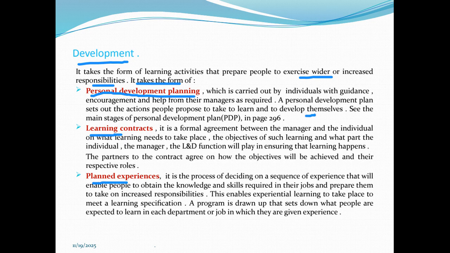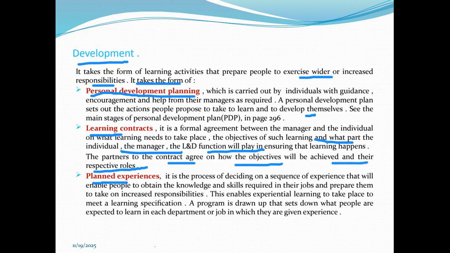I see the main stages of a personal development plan, PDP, on page 296 of the book. Contrary to this, there can be learning contracts. It is a formal agreement between the manager and the individual of what learning needs to take place, the objectives of such learning, and what part the individual, manager, or learning and development function will play in ensuring that learning happens. The partners to the contract agree on how the objectives will be achieved and their respective roles.